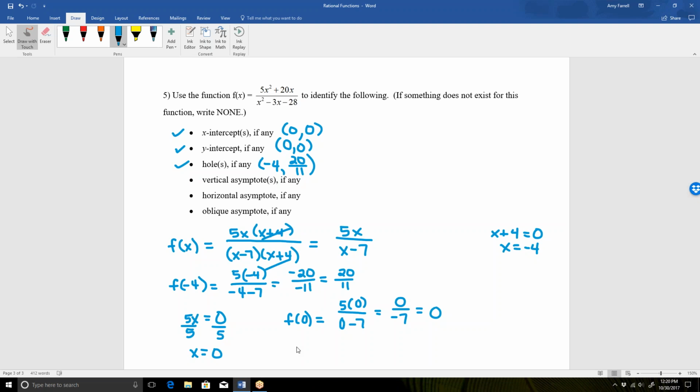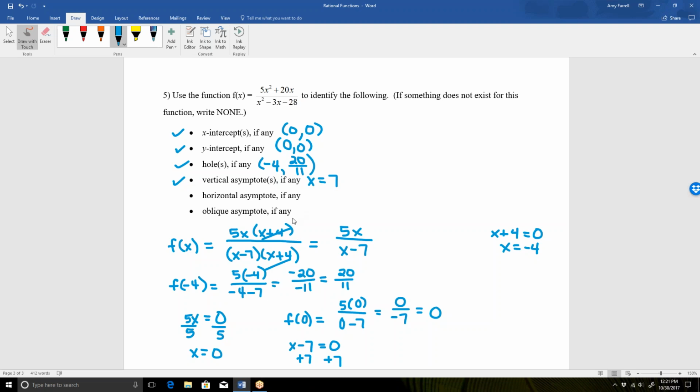Okay, vertical asymptotes. For vertical asymptotes, I look at the zeros of the denominator of the reduced function. And so I do have one vertical asymptote. It is the equation x equals 7. Okay, I found that.